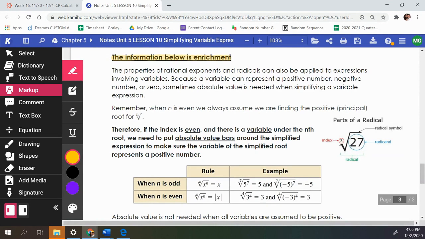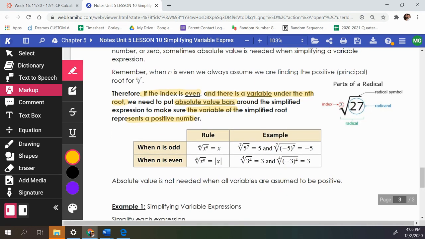Because a variable can represent a positive number, a negative number, or a zero, sometimes absolute value bars are needed when simplifying a variable expression. Remember, when n is even, we always assume we are finding the positive or principal root. Therefore, and this is the important part, if the index is even, if it's a square root, fourth root, sixth root, and there's a variable under the nth root, we're going to need to put absolute value bars around the simplified expression to make sure that the variable that's outside the root represents a positive number.